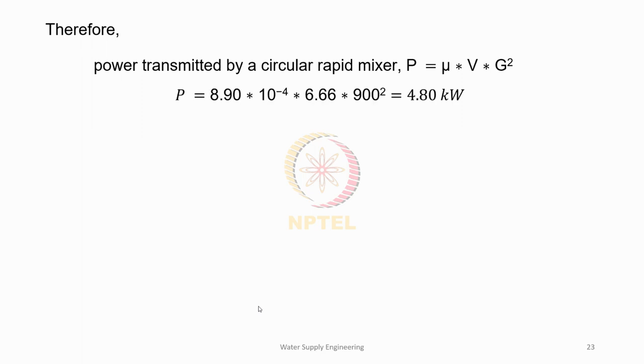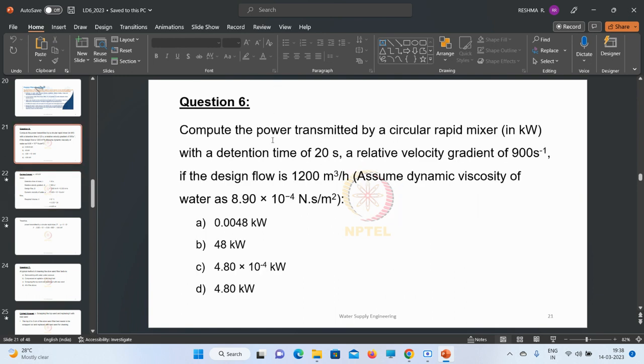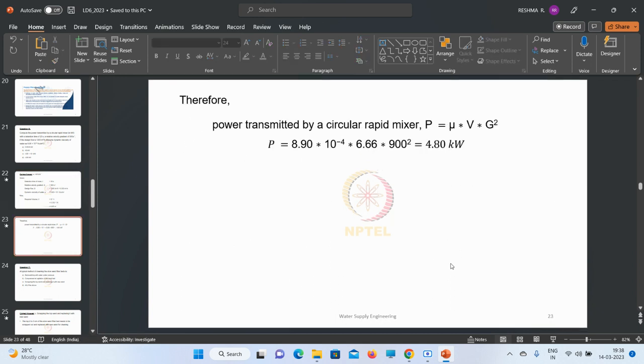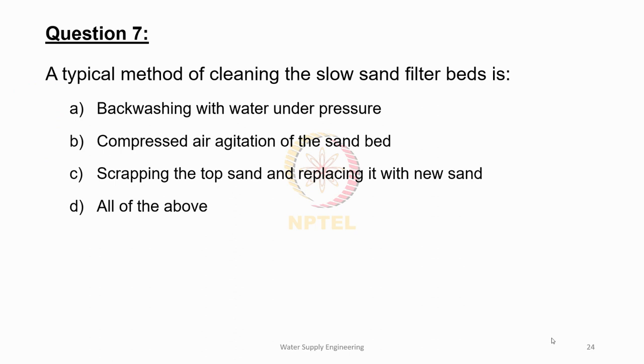So substituting the values, we get P is equal to 8.9 into 10 raised to minus 4 into 6.66 into 900 square, which is equal to 4.8 kilowatt. So I'll just correct it here. It's option D, 4.8 kilowatt. Okay. So hope that is clear. Moving on to the next question.